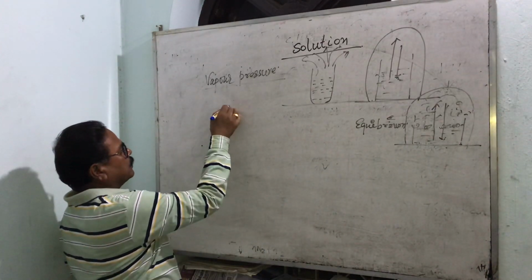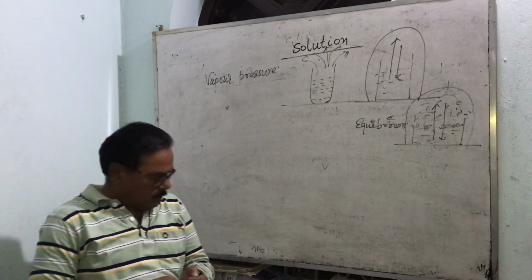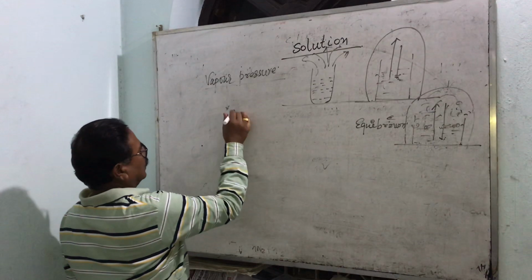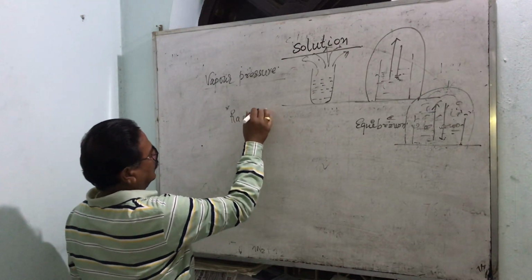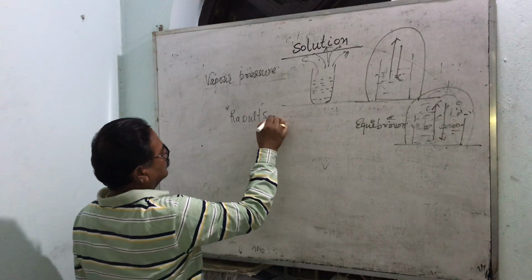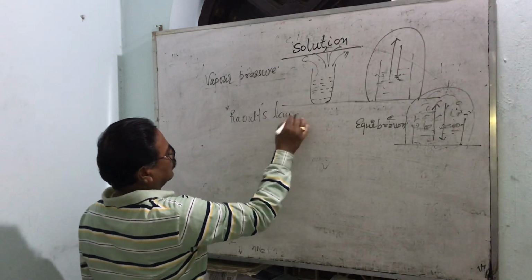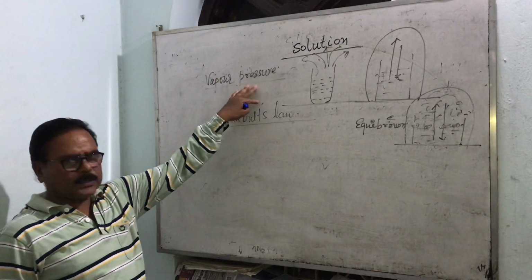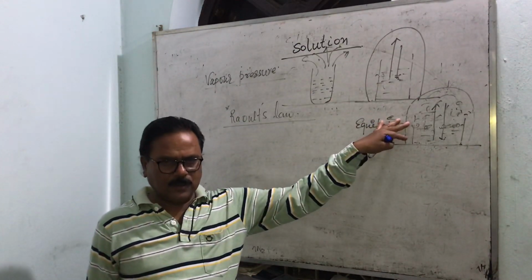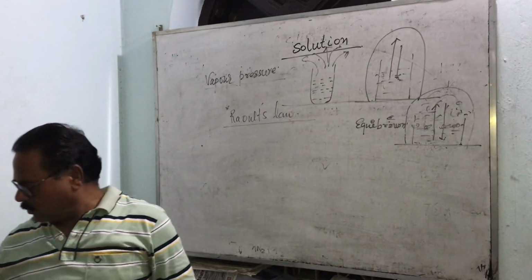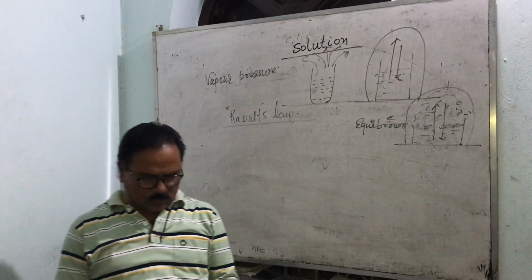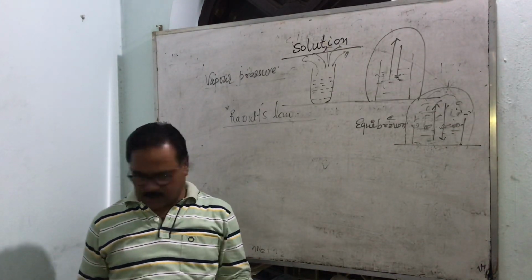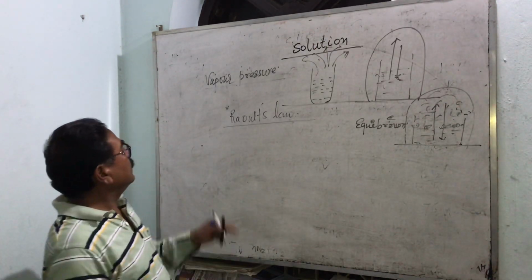Now for this vapor pressure, Raoult put a quantitative relation. Raoult's law, R-A-O-U-L-T. Raoult put a quantitative relation between the vapor pressure and the mole fractions for the binary solutions. What is the meaning of binary solutions? I used to put some ink in the pen, so it should be visible to you. Now what is Raoult's law?